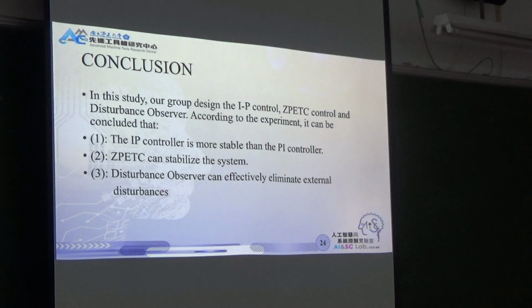Okay. Any questions? So what do you mean by this element?